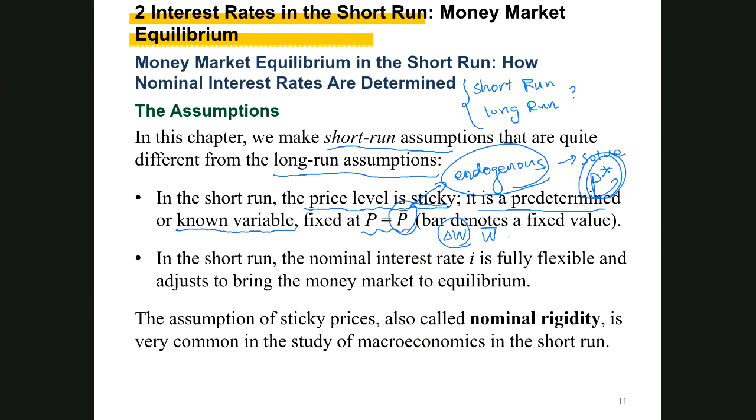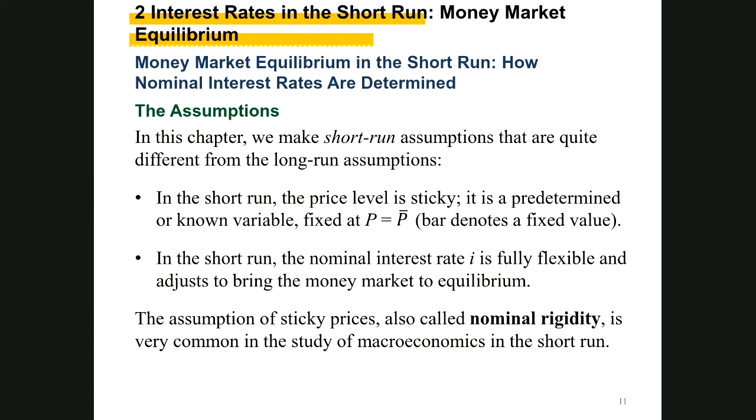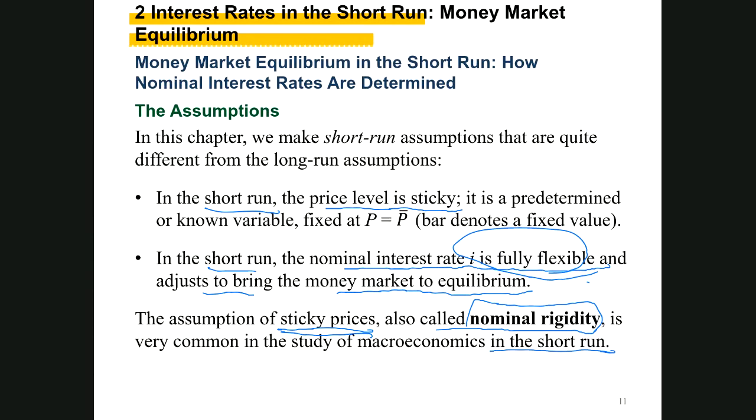This is the same thing here. So in the short run, the price level is sticky. Okay, so that's the definition in this chapter. In the short run, the price level is sticky. And in the short run, the nominal interest rate is fully flexible and adjusts to bring the money market to equilibrium. The assumption of sticky price is also called nominal rigidity. It's a very common idea in the short run.